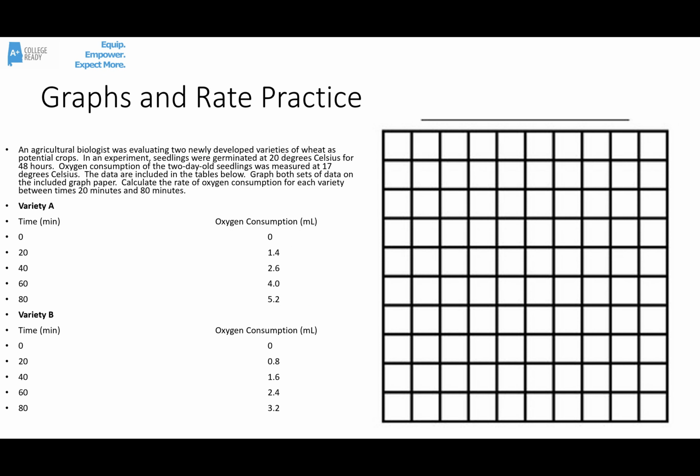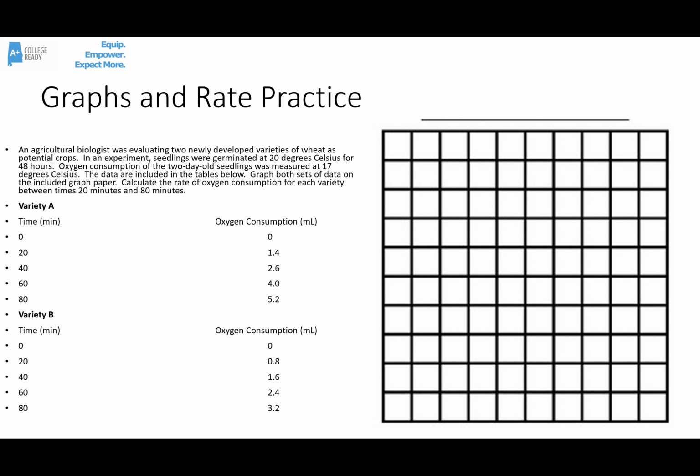So here's an example of a kind of question you might be asked. An agricultural biologist was evaluating 2 newly developed varieties of wheat as potential crops. In an experiment, seedlings were germinated at 20 degrees Celsius for 48 hours. Oxygen consumption of the 2-day-old seedlings was measured at 17 degrees Celsius. The data are included in the tables below. Graph both sets of data on the included graph paper. Calculate the rate of oxygen consumption for each variety between times 20 minutes and 80 minutes.